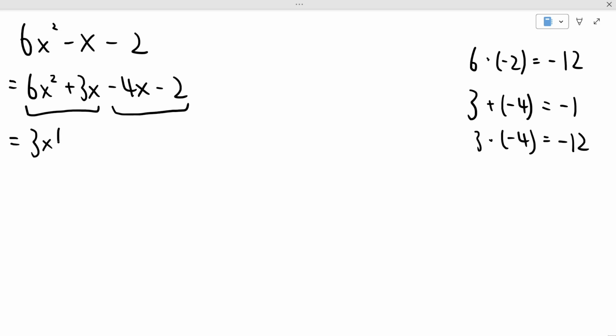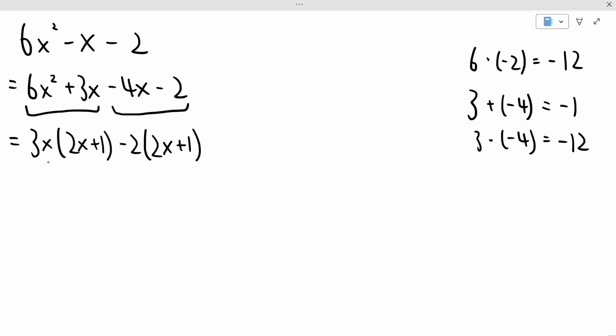So we need to take out a 3x from both terms. If we take out 3x from 6x squared, we're left with 2x. And if we do the same with the 3x term, we're left with plus 1. So moving on to our second group, we can take out a minus 2 from minus 4x and minus 2. So if we take out a minus 2 from the minus 4x, we're left with 2x. And if we do the same with the minus 2 term, we're left with plus 1.